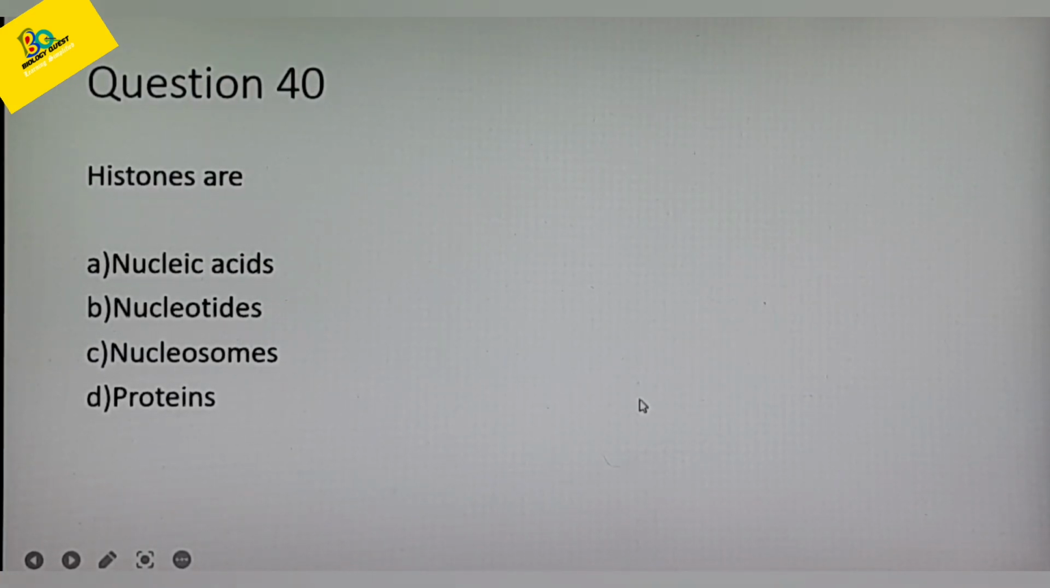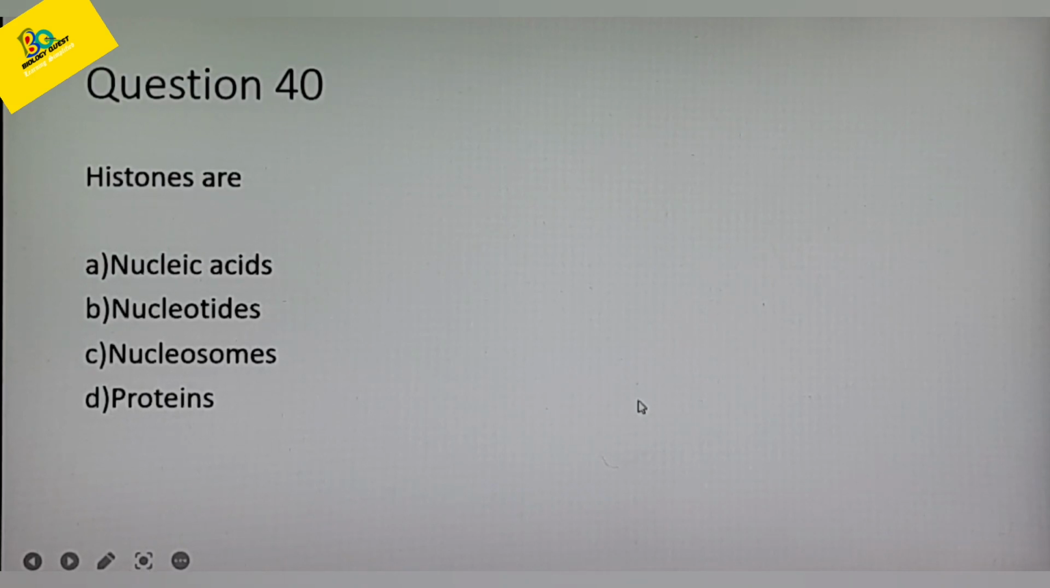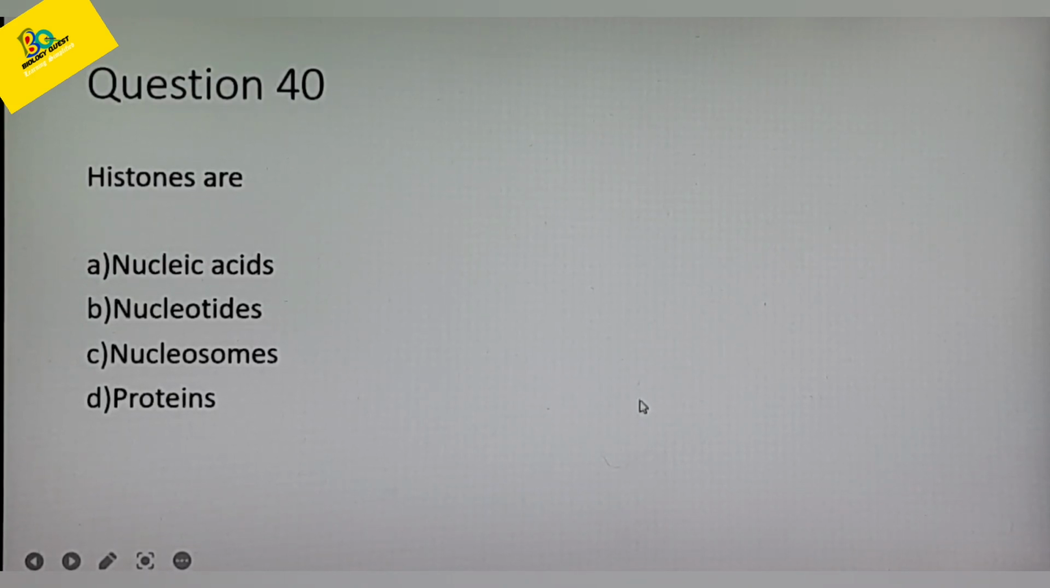Next question, histones are. Options are nucleic acid, nucleotides, nucleosomes and proteins. Which is the correct answer there? Histones are proteins. Where do we find these histones? Histones are proteins that are present in the chromatin.